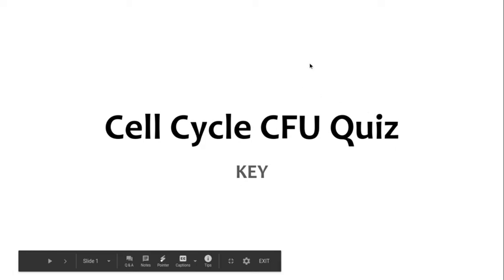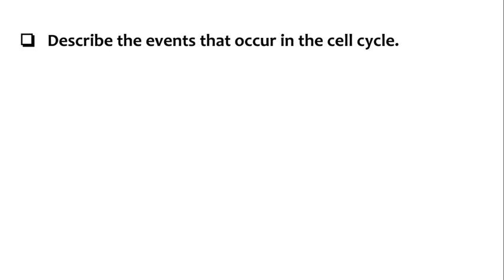Okay, so let's take a few minutes to go over these cell cycle checks for understanding quiz answers. If you had difficulty, it was probably in this first section where I asked you to fill in the blanks without a word bank or anything, but well, let's just see how you did. So the first objective was to describe the events that occur in the cell cycle.